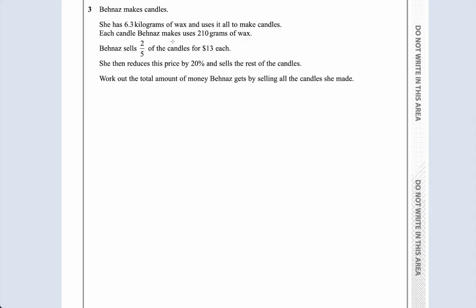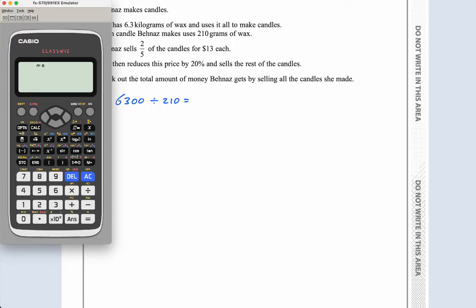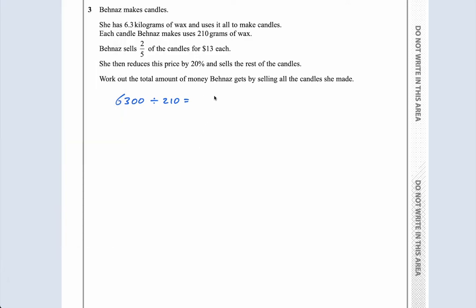Each candle she makes uses 210 grams of wax. Okay, so the first thing I'm going to do, guys, before I even read the question, although I have read the question to be fair, is find out how many candles she is going to be able to make with the 6.3 kilograms. So I'm going to change that to grams, because it's 6,300 grams, and I'm going to divide by 210. This will tell me how many candles she can make. 6,300 divided by 210 is 30, right? So she can make 30 candles.